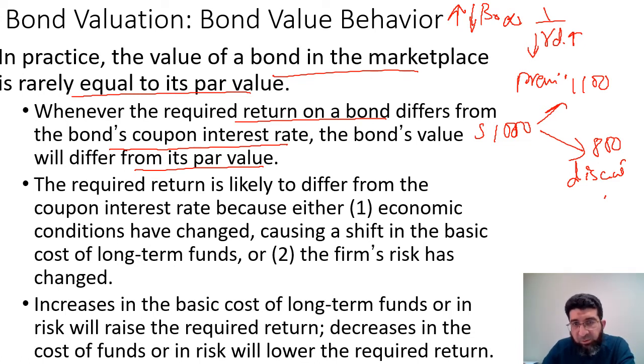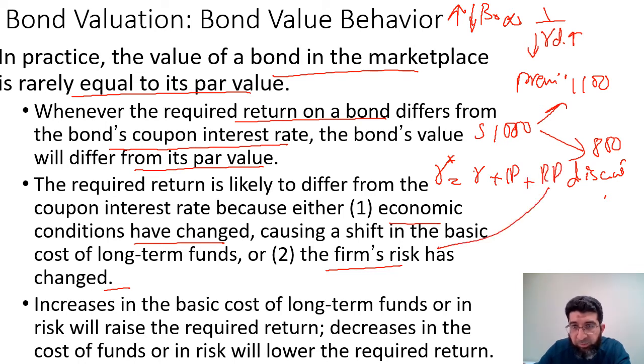The required return is also likely to differ from the coupon interest rate because economic conditions have changed, causing a shift in the basic cost of long-term funds, and the firm's risk has changed. If you remember, the nominal interest rate is equal to the real interest rate, which I'll mark with R, plus inflation plus the risk premium.